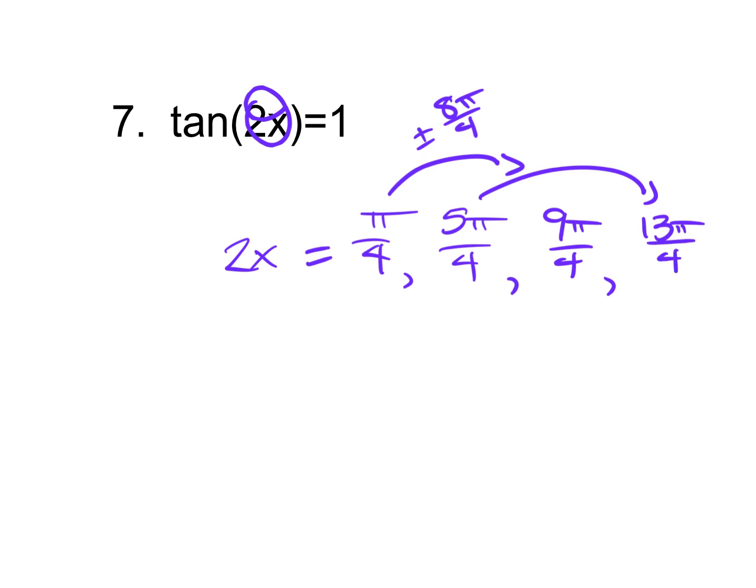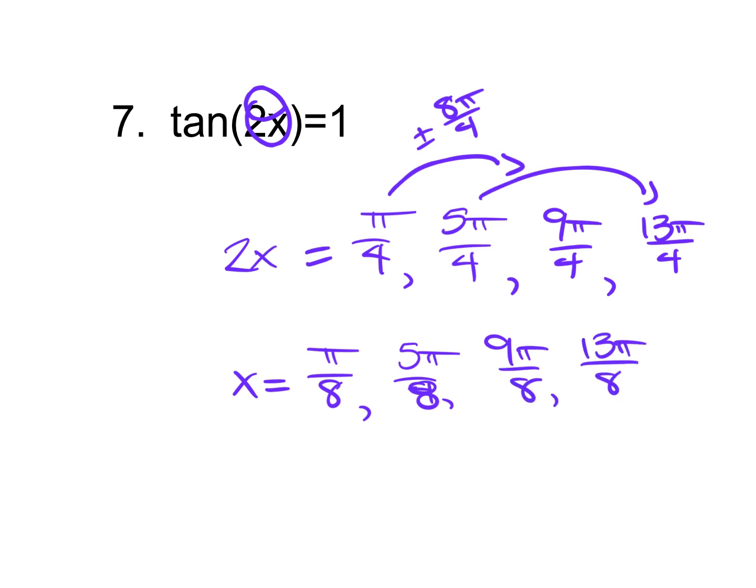And then our final step will be to do what to every answer? Multiply the bottom by 2. So I get pi over, everything's going to be basically over 8, right? Pi over 8, 5 pi over 8, 9 pi over 8, 13 pi over 8. Okay.